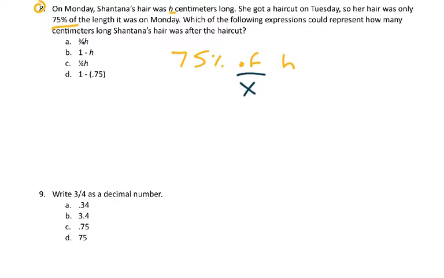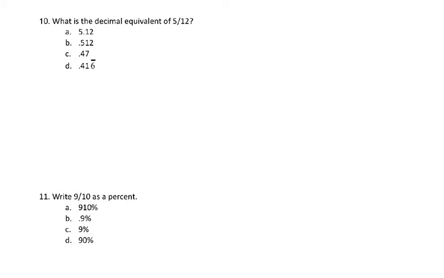I don't see that option, but I do see something else that means 75%. Remember, other ways to put 75% could be 0.75 or 3/4. 0.75 is the same thing as 75 cents or 3/4 out of 4. So we can see 3/4 times h is an option. That's A. And number 9, the hint for number 9 is just right there in number 8. 3/4 out of 4 is the same thing as 75 cents. So C.